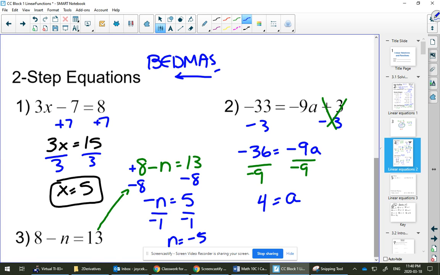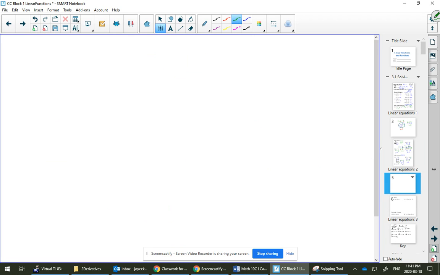Now there is another way that you could solve this problem. I'm the type of person who often forgets to divide by negatives, so this is another way that I would solve this equation. I'm just going to move to another screen. I've got 8 minus n equals 13. So if I had 8 minus n equals 13, I would actually move my variable. So I would move n to the other side, and I would subtract my 13.